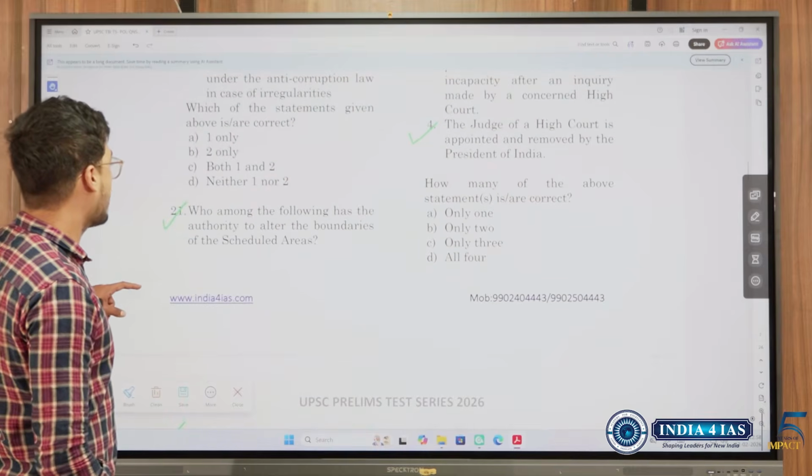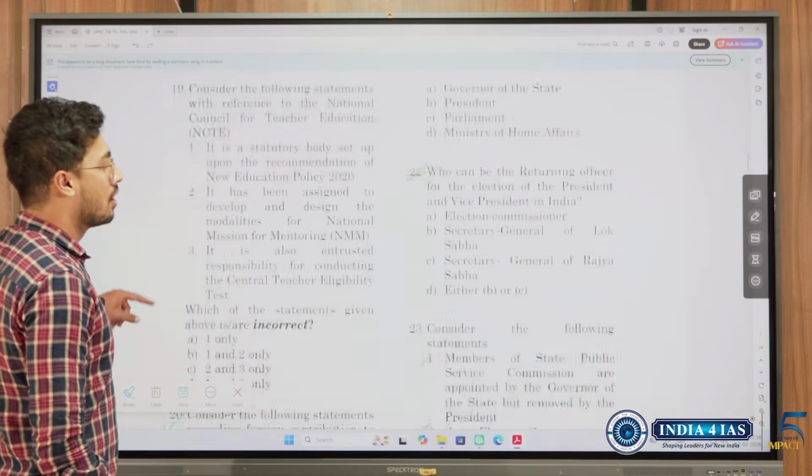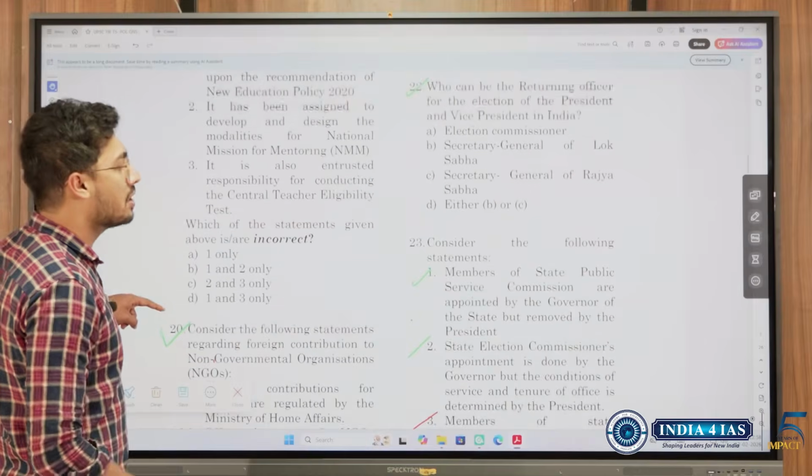Who among the following has authority to alter the boundaries of scheduled areas? Now these are simple things which I'll leave. Who can be returning officer for election of president, vice president? You should know it.